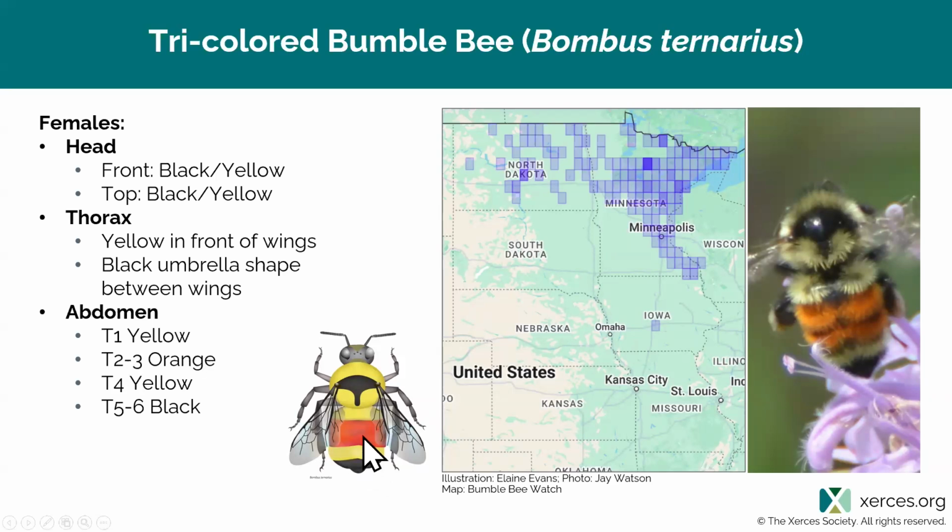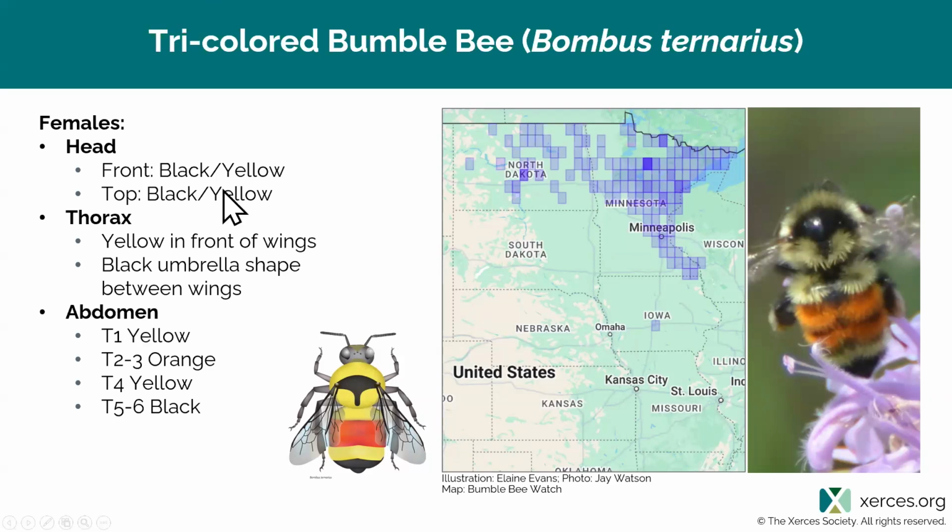T2 through 3 will be orange, or sort of a bright reddish orange. T4 will be yellow, and then T5 and T6 will be black. The thorax of the females is going to be yellow with a black umbrella or thumbtack shape between the two wing joints. So sort of similar to the rusty patch bumblebee.